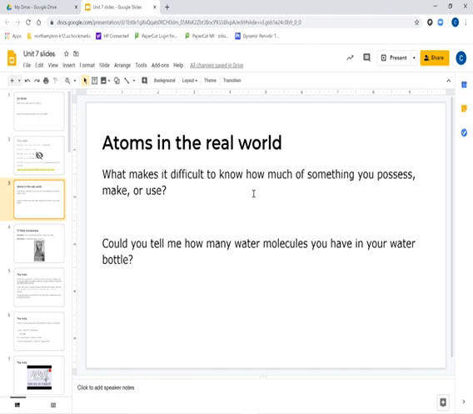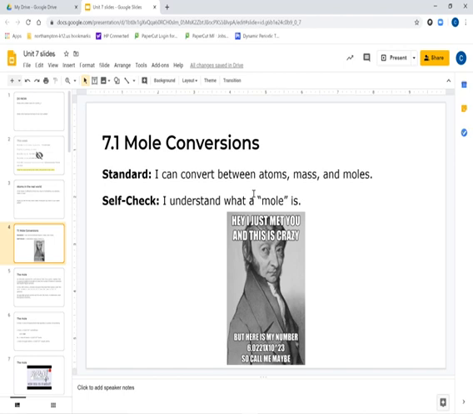Probably Friday, in addition to your homework that I'm going to give you for tomorrow, which is Wednesday, we will practice figuring out how many atoms you have in things that you have at home, which I think might be a little fun. So we're doing 7.1, mole conversions, which is focusing on converting between atoms, mass in grams, and moles.